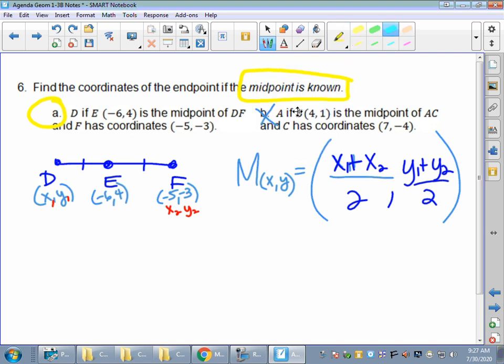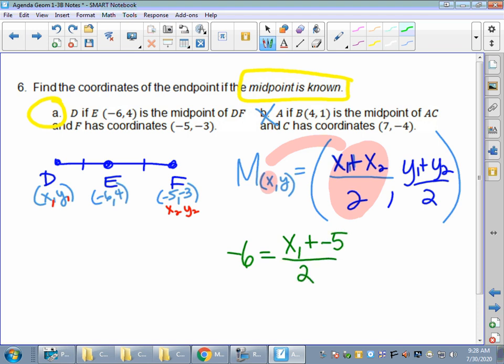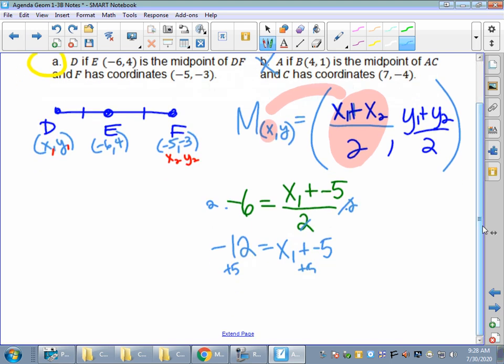So if I think about this just in terms of two little problems, when I found the x, I did this. This is a math problem that we can do. My midpoint x value is -6. My x1 I don't know. My x2 is -5. I just took that highlighted part out of that problem and I can solve it. My guess is that most people are going to want to get rid of that 2 first. Multiply by 2. So -12 equals x1 plus -5. So I'll add 5 to both sides. So it looks like -7 is going to be my x1.